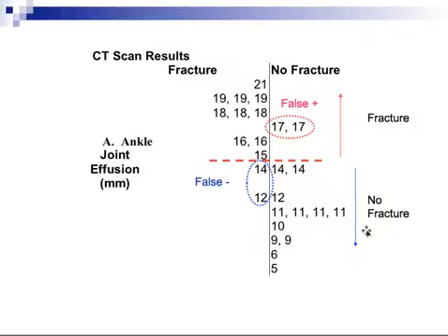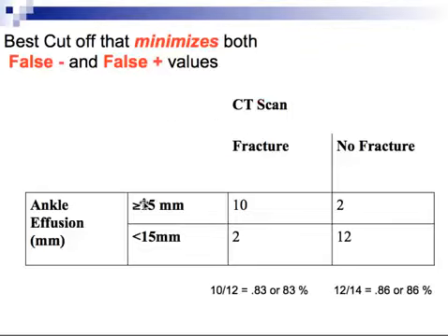I'd say, oh no, you don't have one, but that's not true. Two people do, so those are the false negatives. Similarly here, I would say all these people 15 and above have a fracture, but in fact 2 people do not, and so those people would be false positives. So this is an example of a cutoff value that minimizes both the false negatives and false positives.